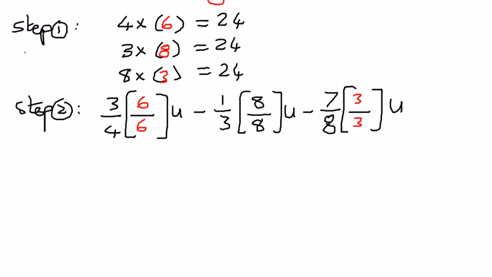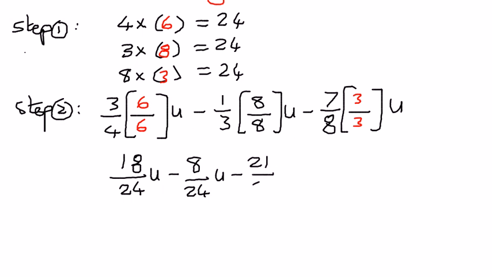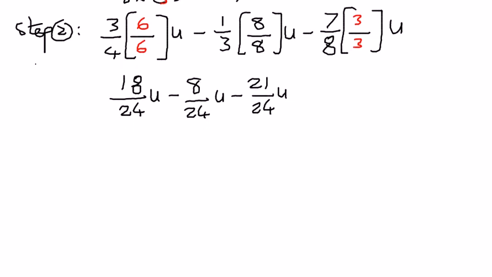So when we multiply them out, we're going to multiply the numerators, multiply the denominators, simplify it, and then write the variable term next to it. 3 times 6 is 18, and then 4 times 6 is 24, and this will be u, minus, in the second term, 1 times 8 is 8, divided by 3 times 8 is 24. We have a u variable there. And in the third term, 7 times 3 is 21, and 8 times 3 is 24, and we have the variable u right there.